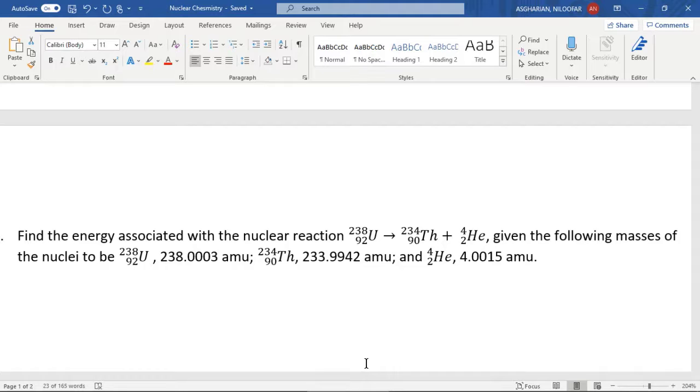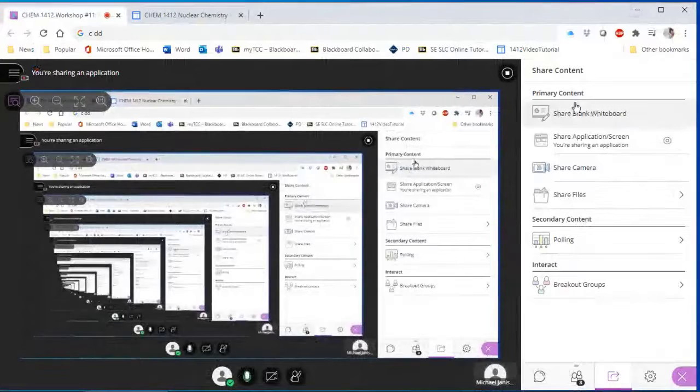And delta m is determined by the masses that are given. So it's going to be the atomic masses of the products minus the atomic masses of the reactants. And if we assume just 1 mole, we can just convert the AMUs to grams. So based on that, let me go to the white blackboard and calculate delta M.